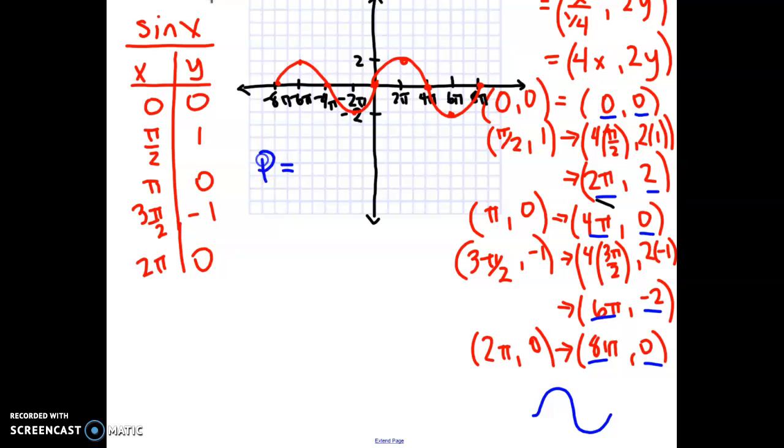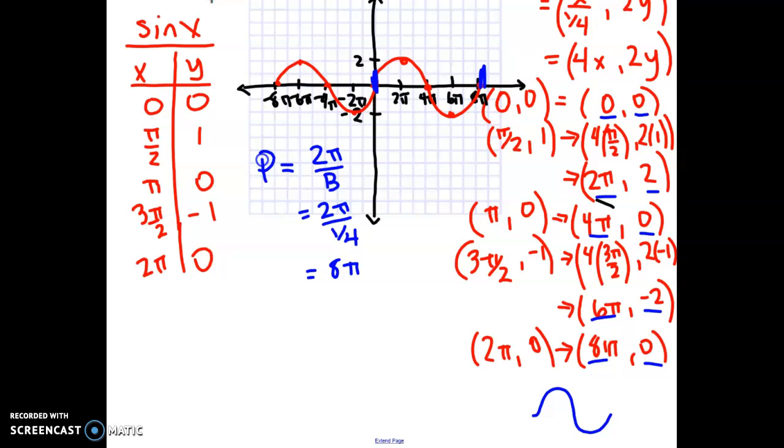Now we can look at the period. Remember the period is 2 pi divided by b. In this case, b is a quarter, which means when I flip the 1/4 and multiply by 4, we get the period is 8 pi. That should make sense when you look at your graph, because your graph starts at 0 and makes one full rotation by 8 pi.